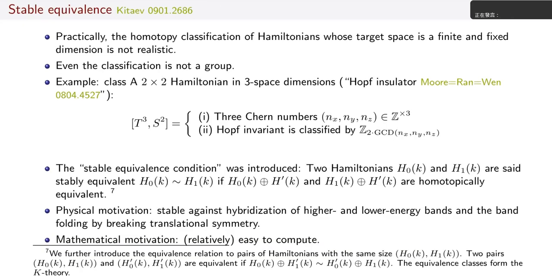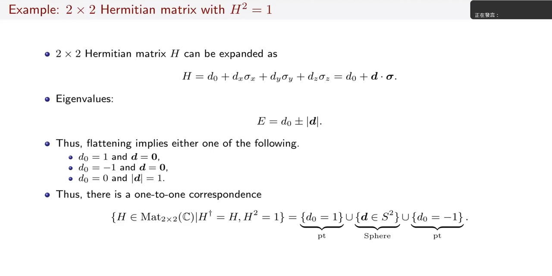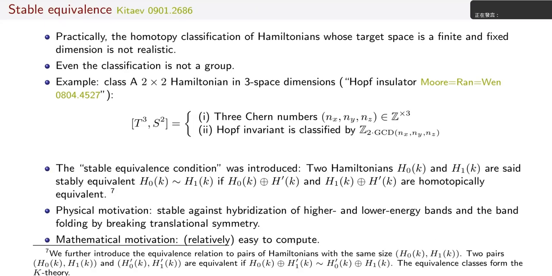So yeah, let me super briefly introduce what stable equivalence is. Practically, the homotopy classification of Hamiltonians whose matrix size is fixed at a given dimension in this setup is not realistic. I mean, it is a very difficult mathematical problem to solve. For example, let's consider this as an example.